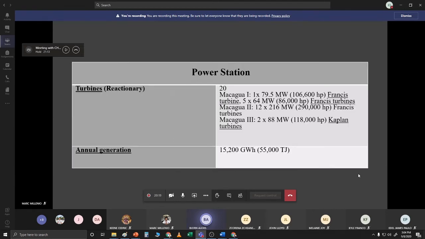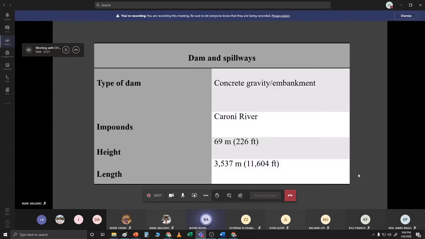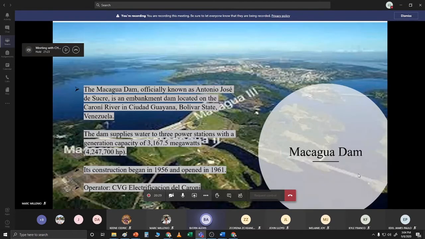So, kung makikita niyo po kanina doon sa picture, pabalik nga. Yung dam na po, nahahati po siya sa tatlong hydroelectric power plant. Kaya po siya isa sa kinoconsider sa pinakamalaki. So, pabalik na. Dun.